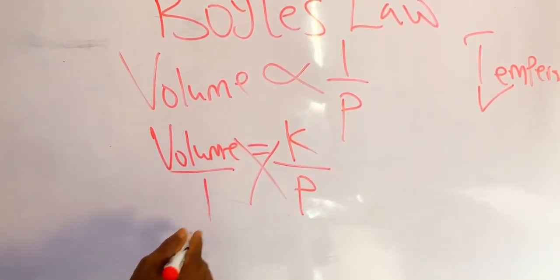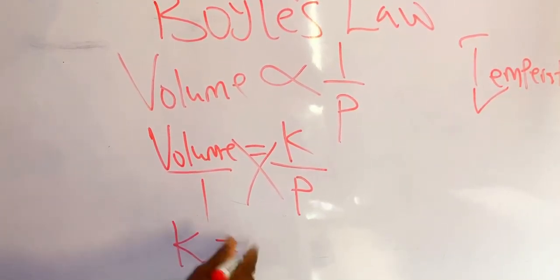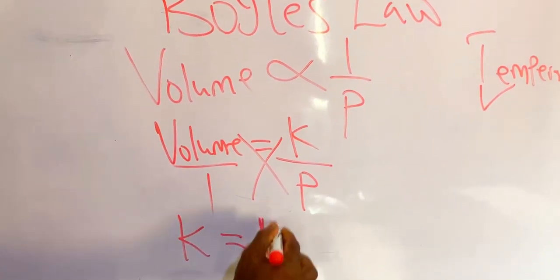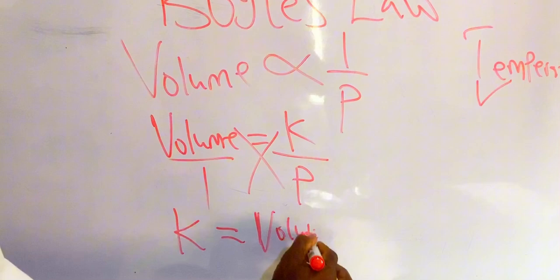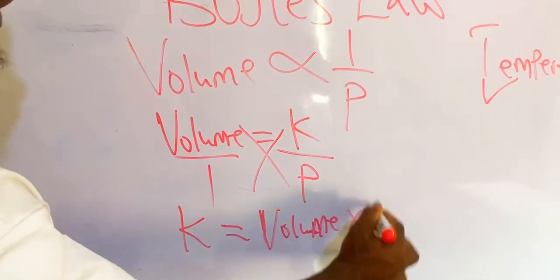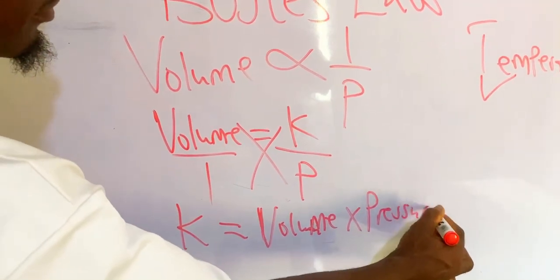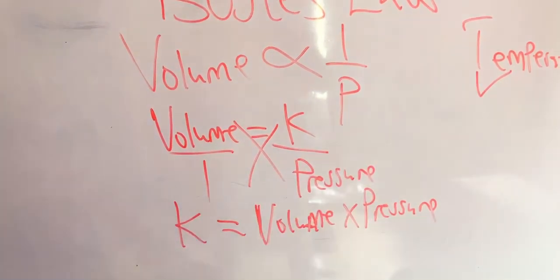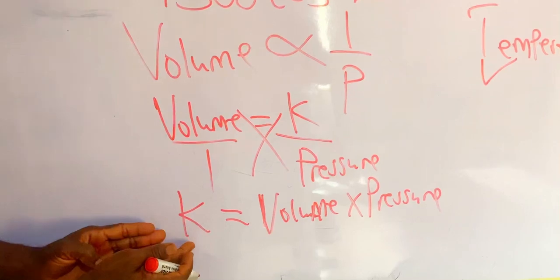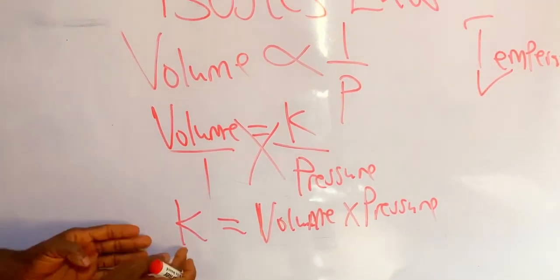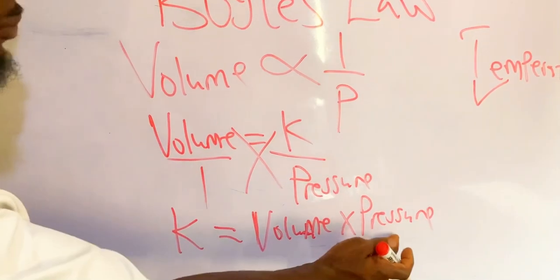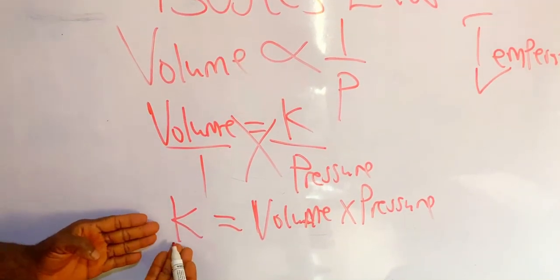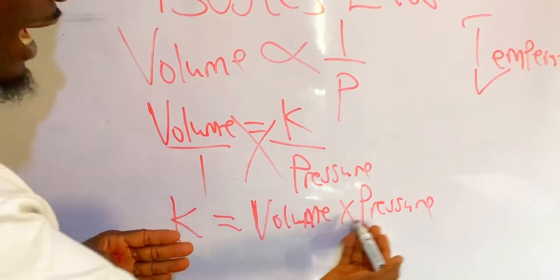So K times 1 is K. And volume times pressure is equal to what? Volume times pressure. Don't forget, your P represents pressure. Now with this, it means wherever I see K in Boyle's law, it means volume times pressure. I repeat, in Boyle's law, whenever you see K, it represents volume times pressure.